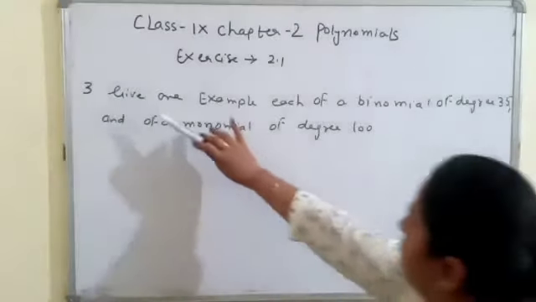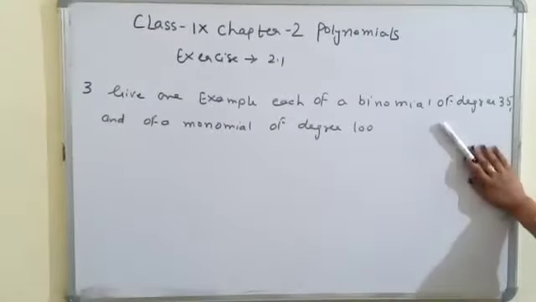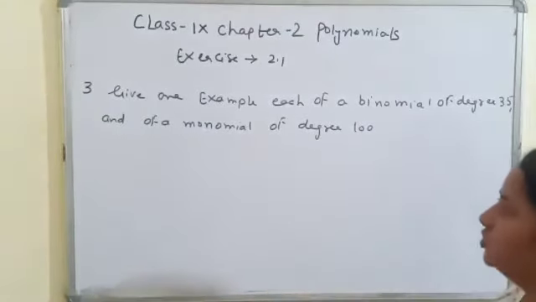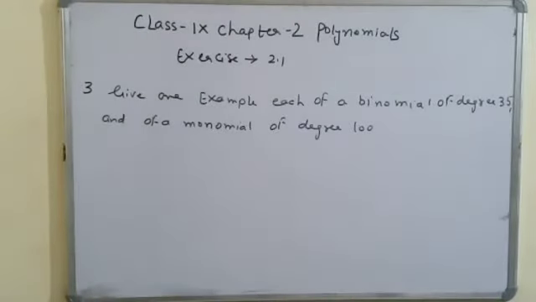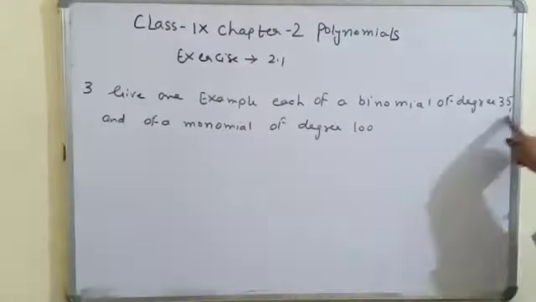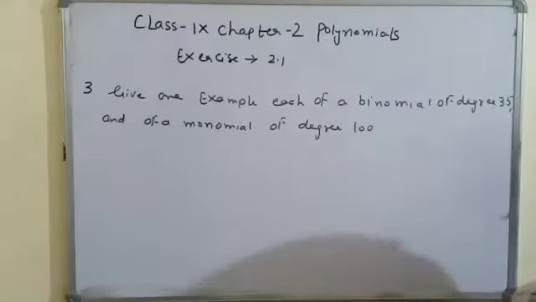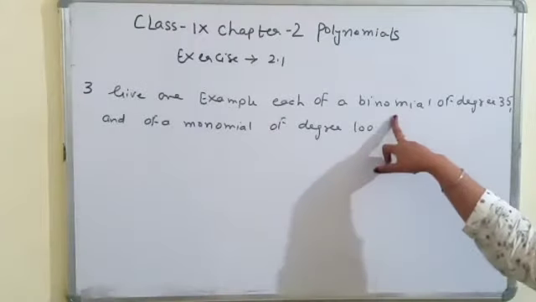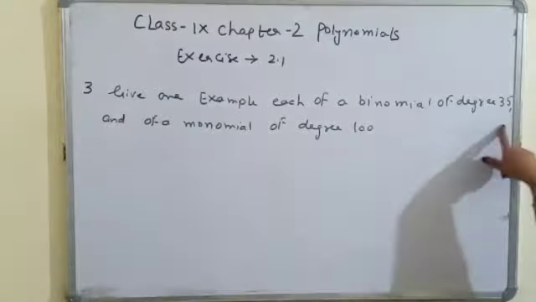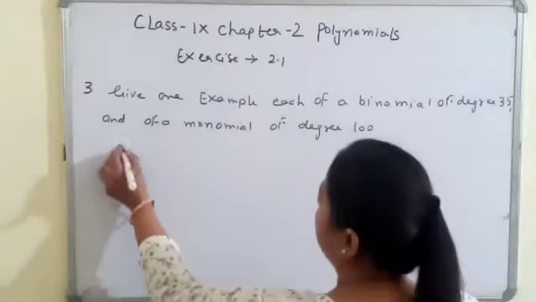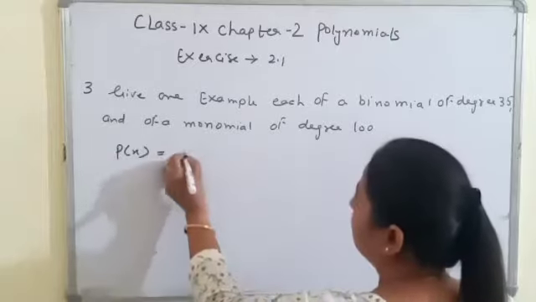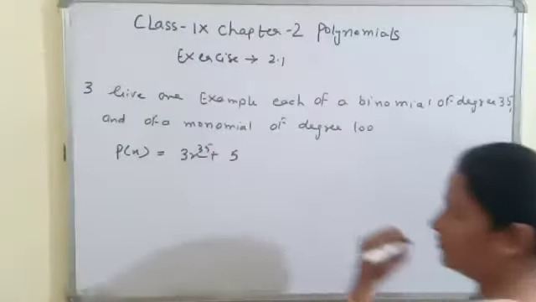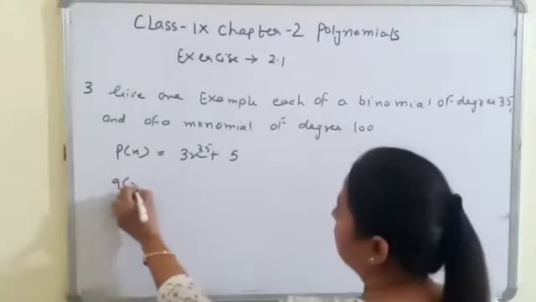Now question 3 is: give one example each of a binomial of degree 35 and a monomial of degree 100. Yes students, in this question we have to give an example of a binomial which has degree 35. We have to write an example of a polynomial which has two terms, because we have to write a binomial, and that binomial should have degree 35. We can write it like this, or any other example.